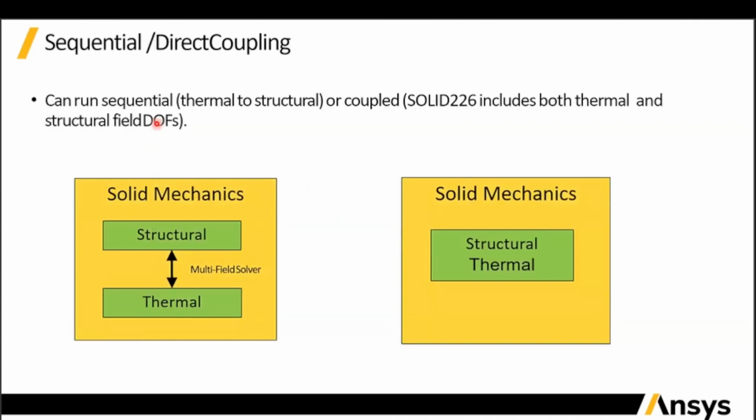So what is sequential coupling and what is direct coupling? Sequential coupling is, within solid mechanics, you can run a sequence like thermal to structure, or a coupled analysis of both the thermal and the structural field degrees of freedom. So it includes the multi-field solver in the sequential or the direct coupling.